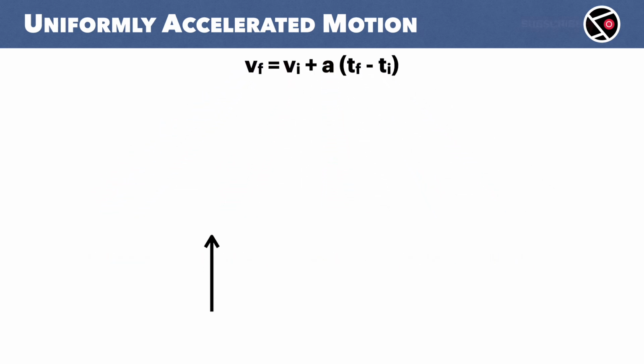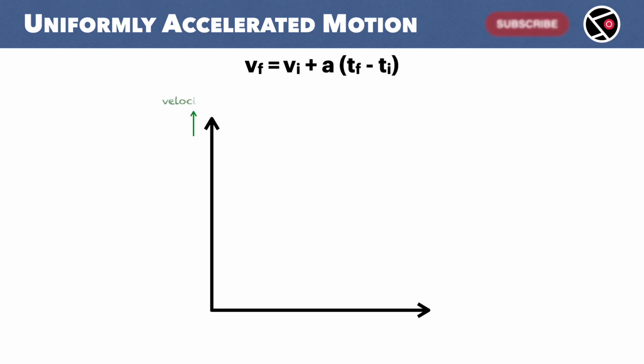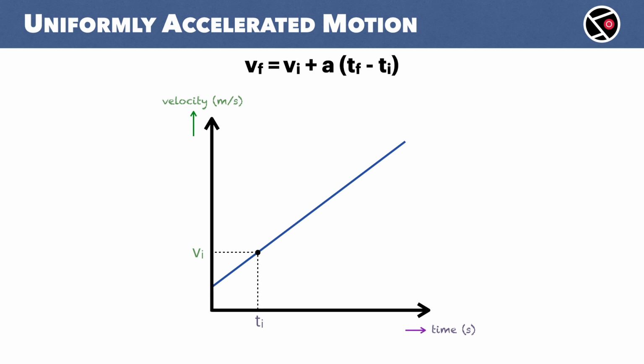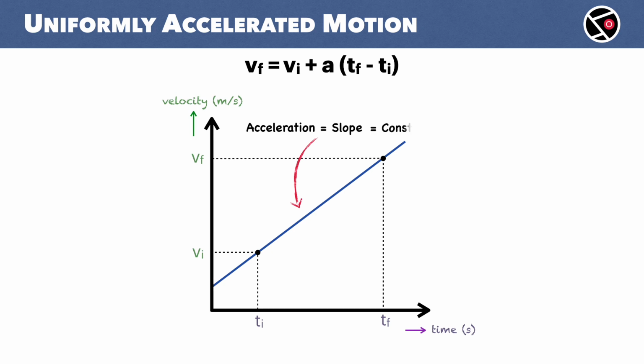Let's start by plotting velocity against time. Velocity on y-axis and time on x-axis. Here is the plot. At ti, the velocity is vi. At tf, the velocity is vf. The acceleration is the slope of this velocity time plot. This plot is a straight line. So, the slope or the acceleration is constant.